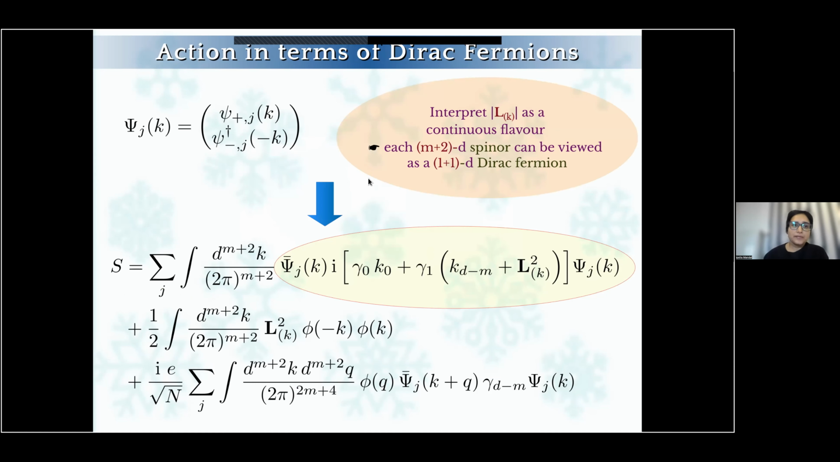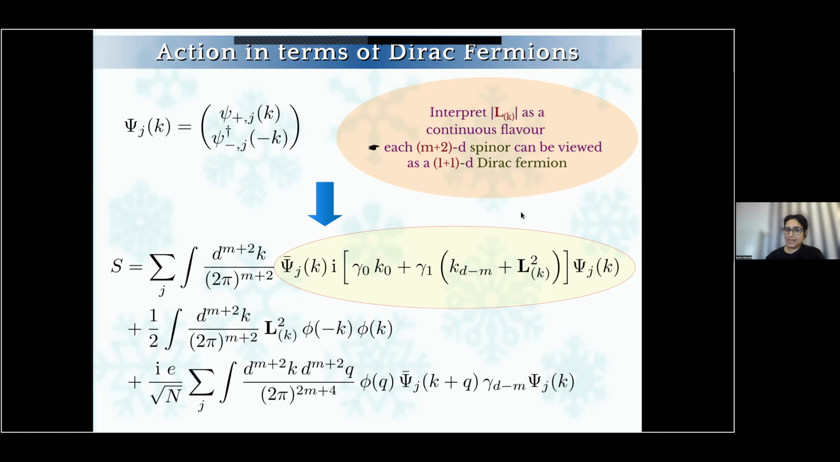Now we will rewrite the action that I just showed you in terms of this two component spinor, which is indicated by capital psi j. The components are psi plus and psi minus dagger. So we just rewrite the action in terms of this two component spinor, and now it takes this form. Gamma 0, gamma 1 are just Pauli matrices. Now if we interpret the L of k as a continuous flavor here, then each of these original m plus 2d spinors can be viewed as if it were a 1 plus 1d Dirac fermion.